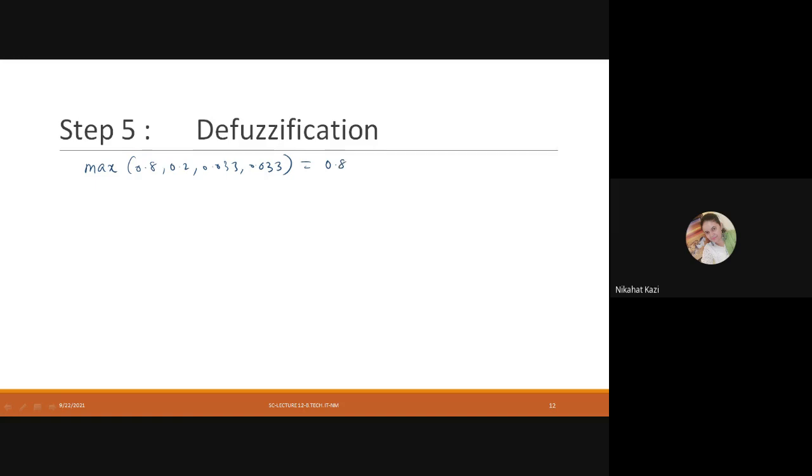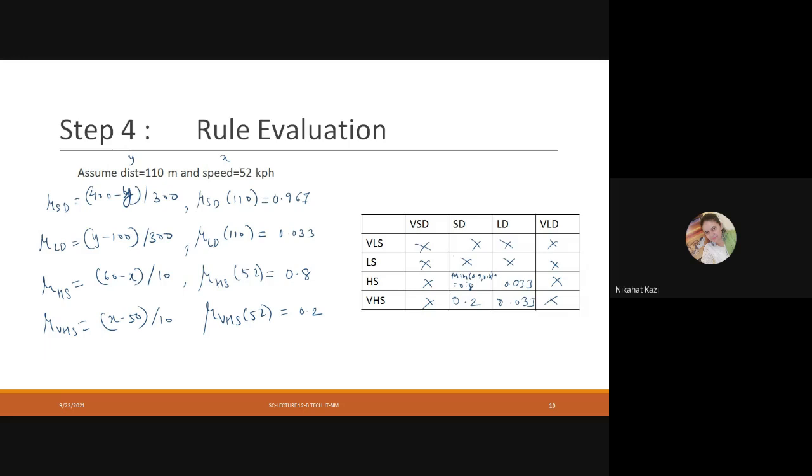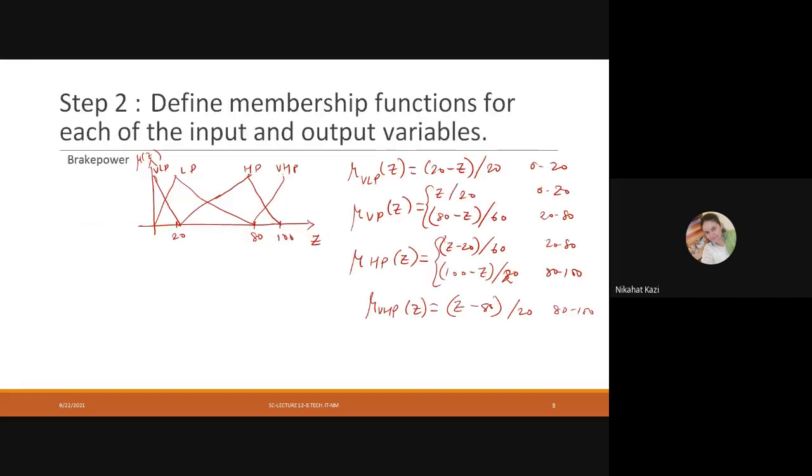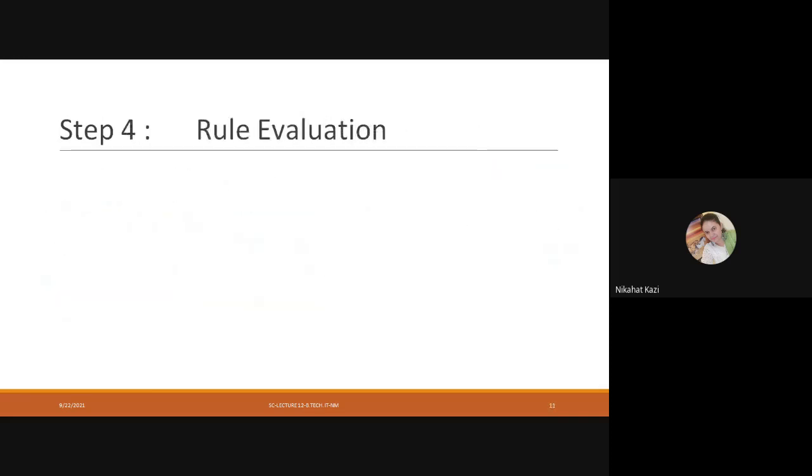So we are interested in this value. That means this rule is firing. This rule, we have to look at the output of this rule. So what is the output of this rule? Let us go back to the rule base. It is high power. So you need to look at the high power membership function and equate 0.8 with each of these, right? You equate 0.8 with each of these.